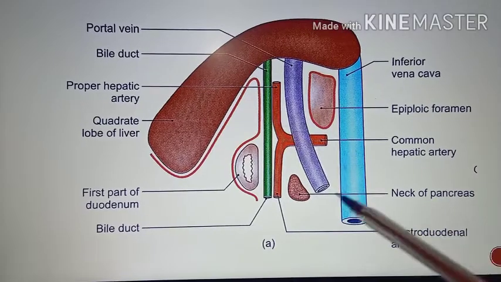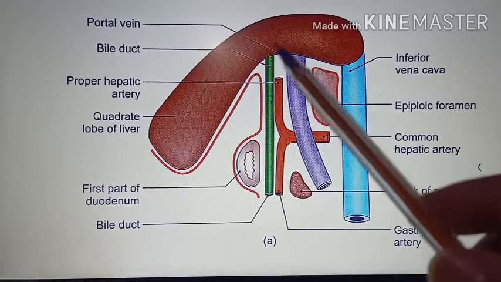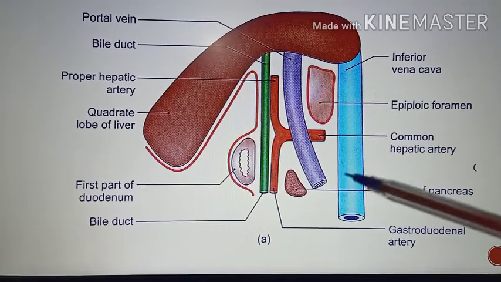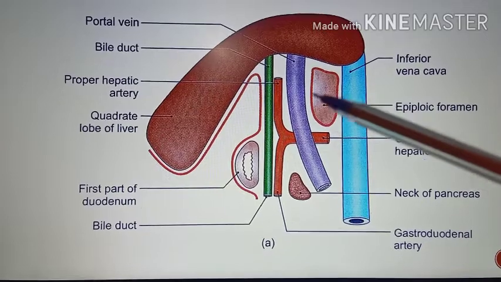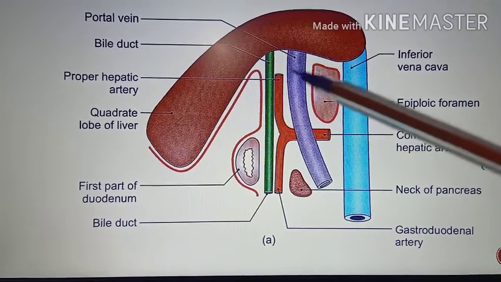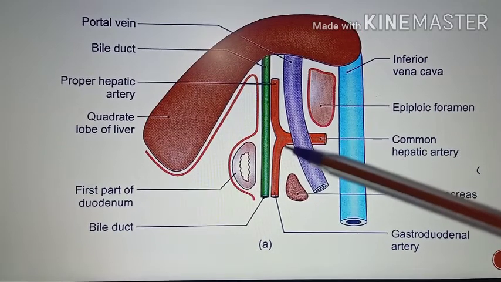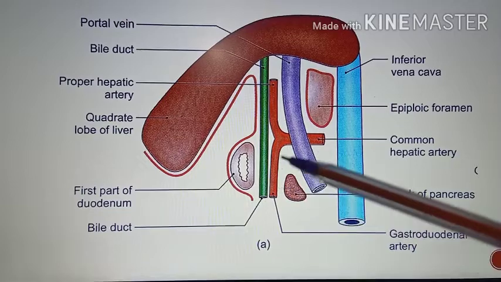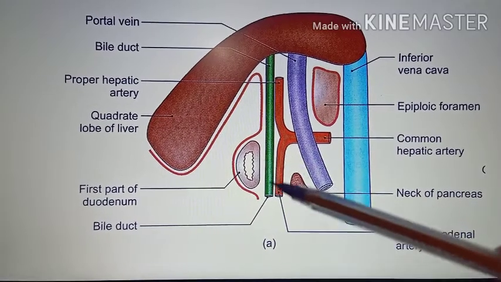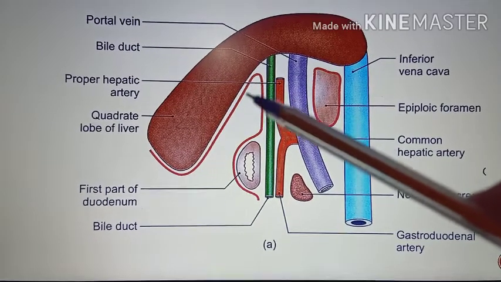Now this picture is a sagittal section. Here you can see the quadrate lobe of the liver, whereas this is the inferior vena cava. Here you have the epiploic foramen, which connects the lesser sac with the greater sac. Then this is the portal vein. Then this is the common hepatic artery, which divides into the gastroduodenal artery as well as the proper hepatic artery. This is the bile duct. This is the duodenum. Then behind this, you will have the gallbladder.